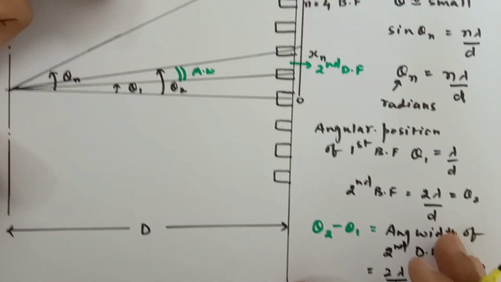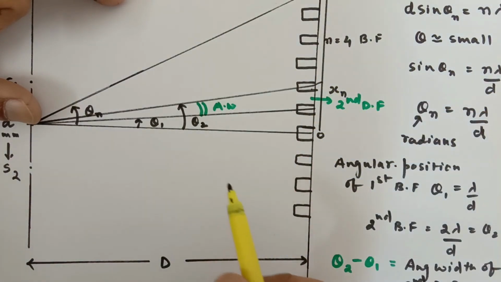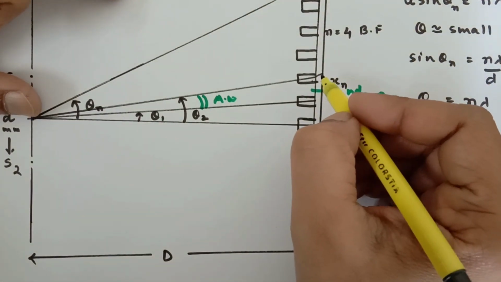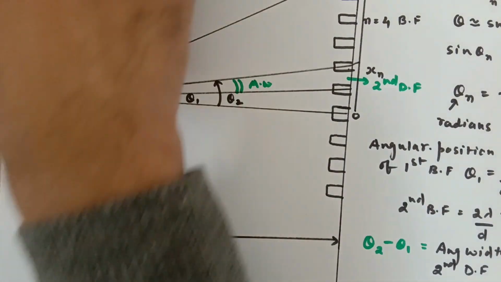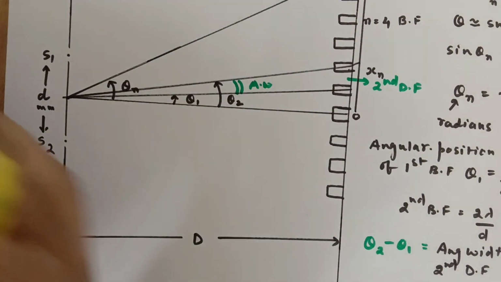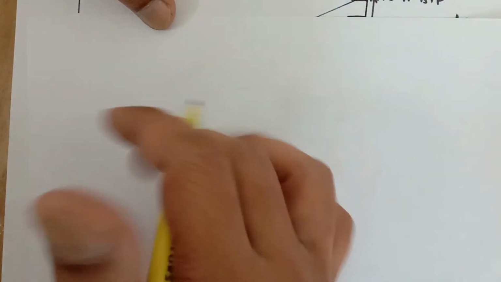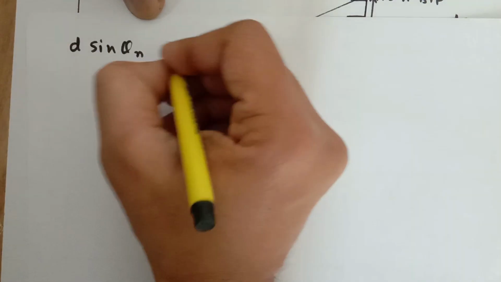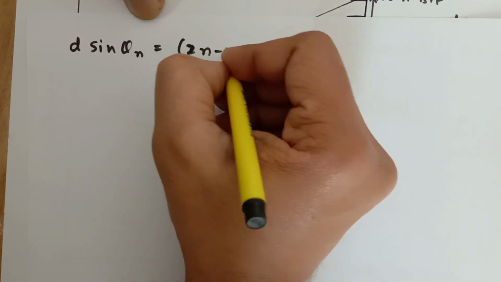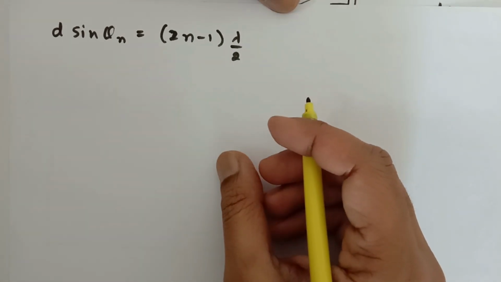Okay, so now let us try to find the angular width of the bright fringe. For that you need to consider two dark fringes. Now simply I am going to write the expressions for the dark fringe: d sine theta n is equal to (2n minus 1) lambda by 2. This is the expression for the path difference for the dark fringes.